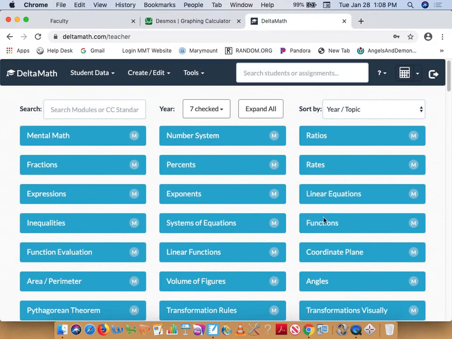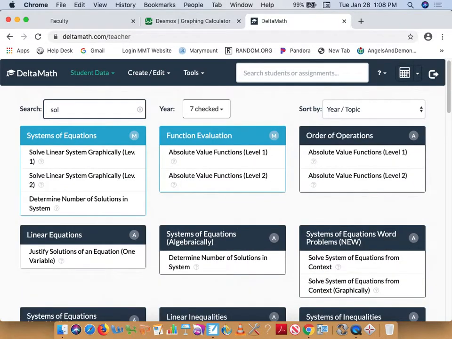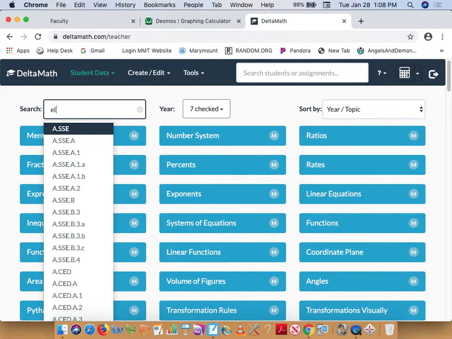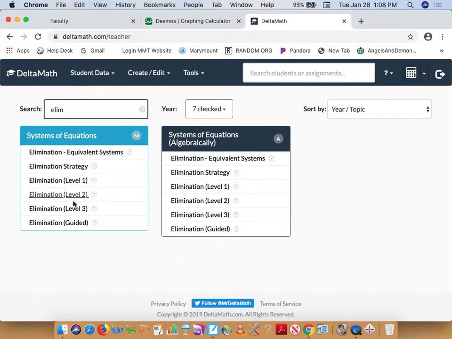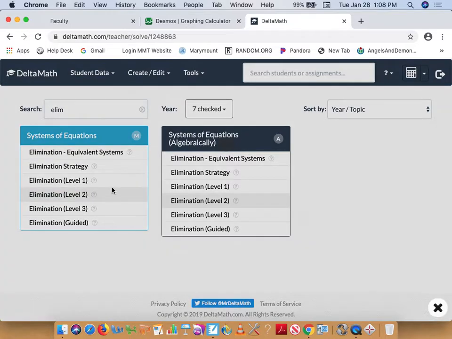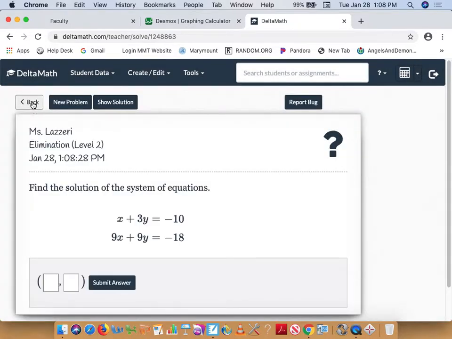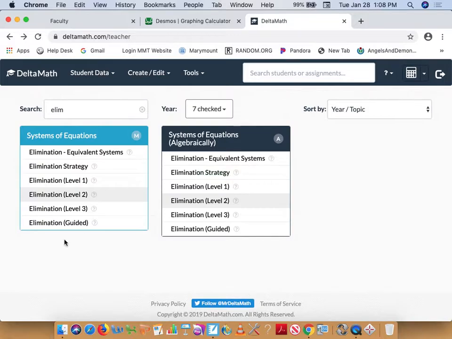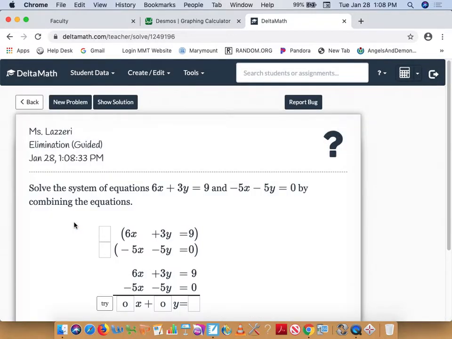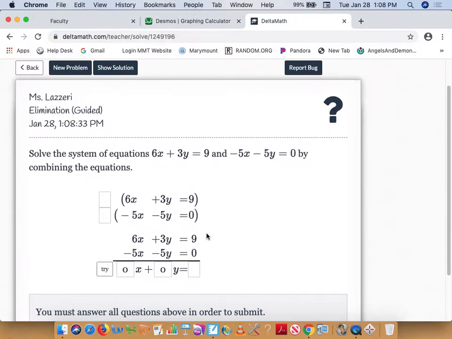Okay, so let's go back to elimination. All right, level 2. In fact, I ought to do the other one because the other one you can watch me work and I don't have to try to write, all right? Oh, this is a really good one.